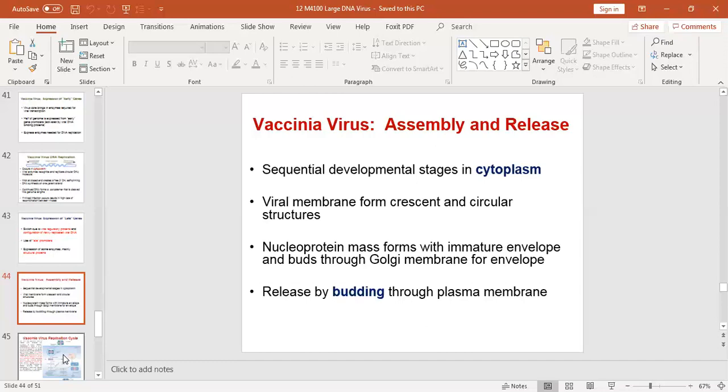So nucleoprotein is being made, goes through the Golgi apparatus, is modified, and goes to a specific region of the plasma membrane. Then the virus is targeted to exit through that host cell plasma membrane that's being modified by the virus. And the virus is released by budding through the plasma membrane. So vaccinia virus is an enveloped virus.